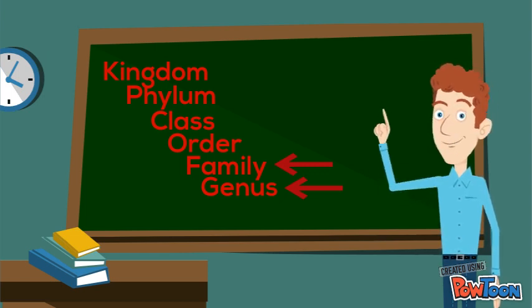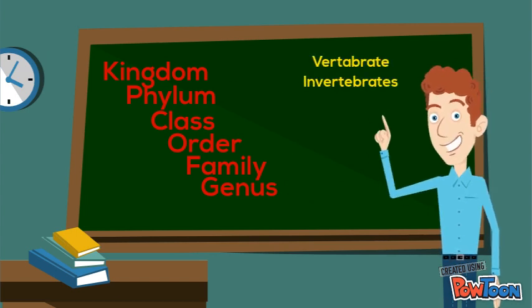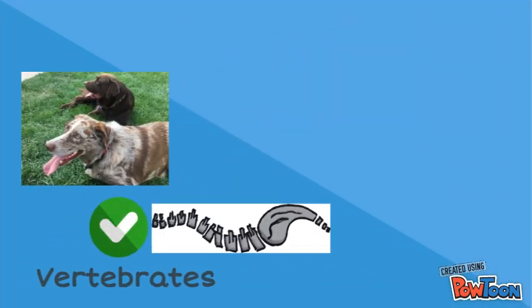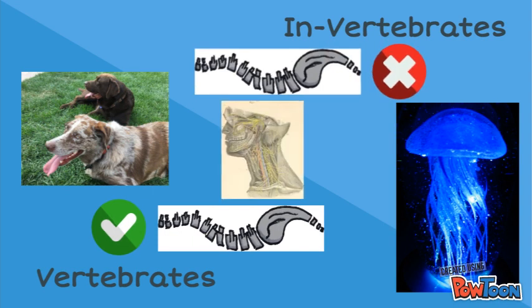Here, however, we are focusing on two groups, the vertebrates and the invertebrates, which are part of the phylum layer. Vertebrates are animals that have a backbone, and invertebrates are animals that do not have a backbone. A backbone is the bone that you can feel on the back of your neck that goes all the way down your back.